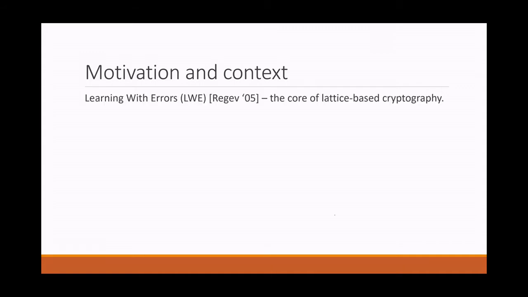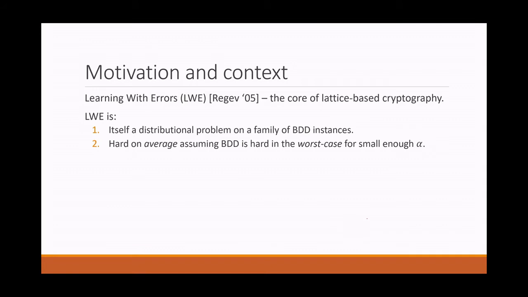So why study BDD? Key motivation comes from the learning with errors problem, LWE, which is a core problem in lattice-based cryptography. Specifically, LWE is itself a distributional problem on a family of BDD instances, meaning that an instance of LWE is a BDD instance on some family of lattices. Moreover, Regev showed that LWE is hard on average, assuming that BDD is hard in the worst case for small enough alpha. So if you could show that BDD is hard for small enough alpha, then you would have showed that a key problem in lattice-based cryptography is unconditionally hard, and therefore that a host of cryptographic constructions are provably secure.